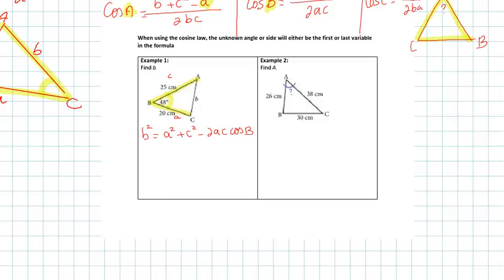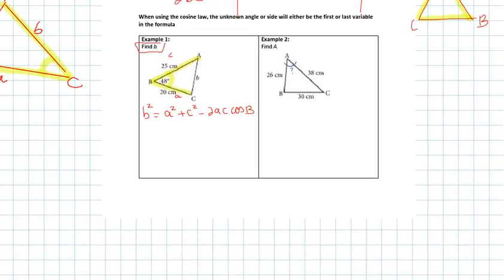We're looking for B. Find B. A squared, that's 20 squared, plus 25 squared, minus 2 times 20 times 25 times cosine 48. If your calculator is able to do this whole thing all together, then you can do it all together. Otherwise, I want you to do this.